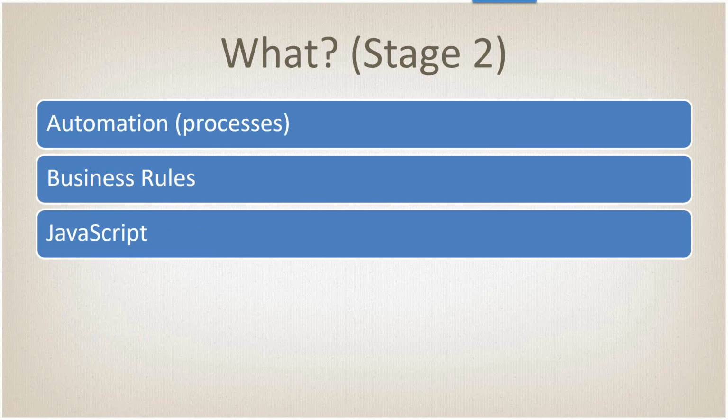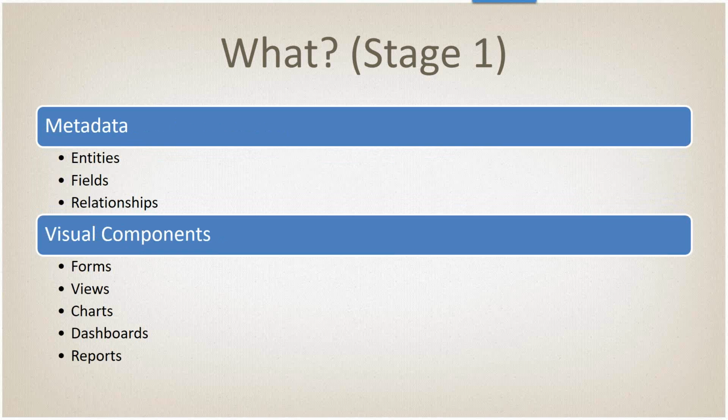Business rules, which is coding without coding. And then finally, the handwritten JavaScript that we need to resort to for some things to get the job done. So these two stages are the what. This is what we're actually going to be customizing for everything. Again, most of the stuff that you're going to be working with will be within stage one.